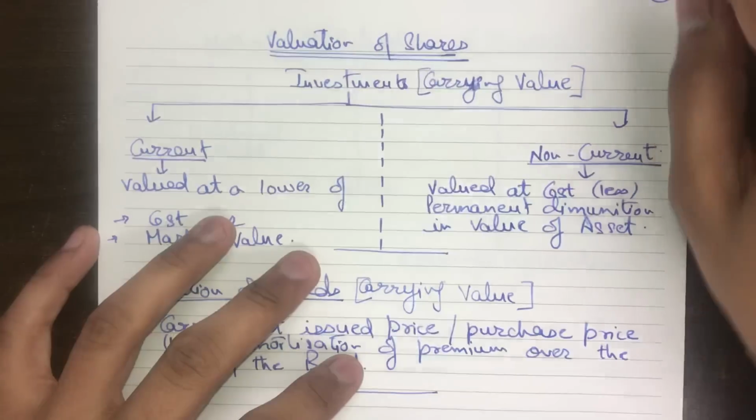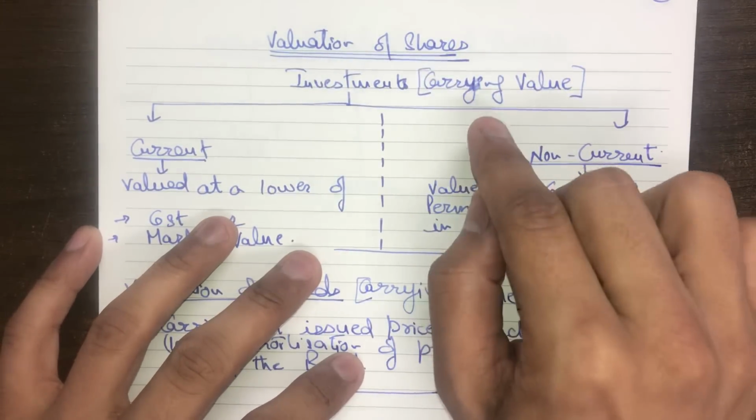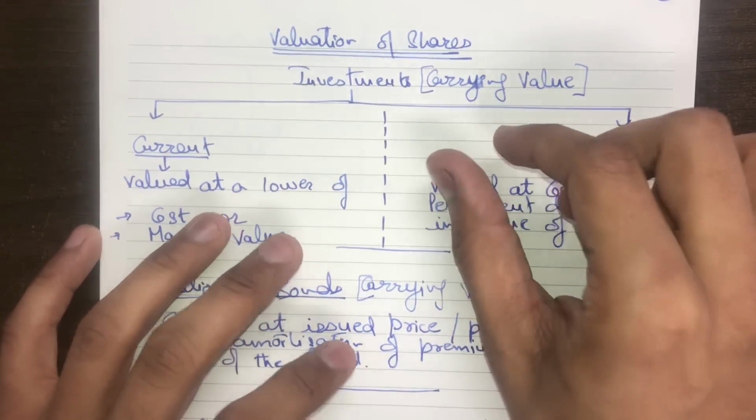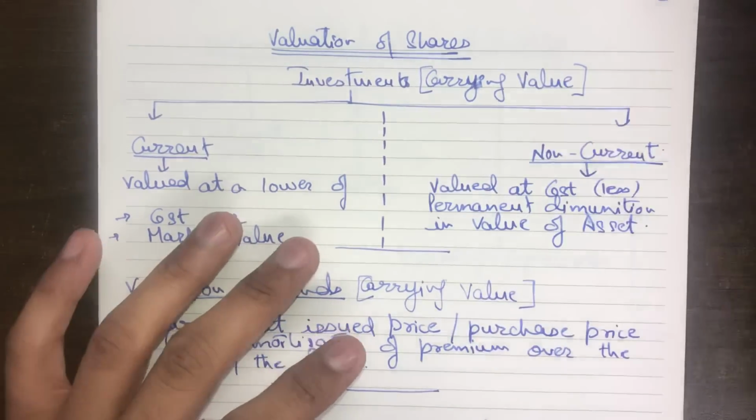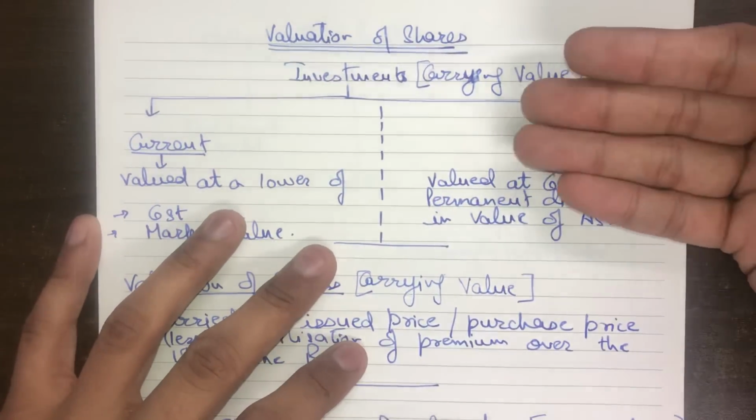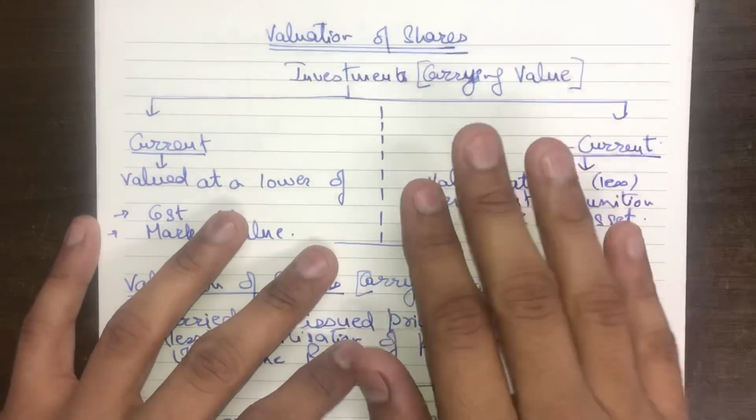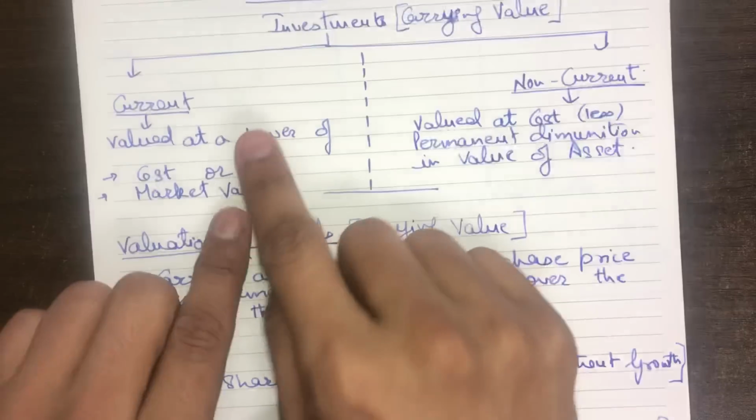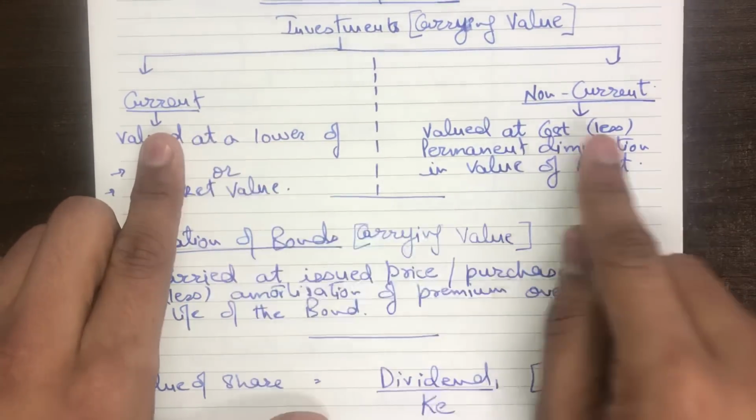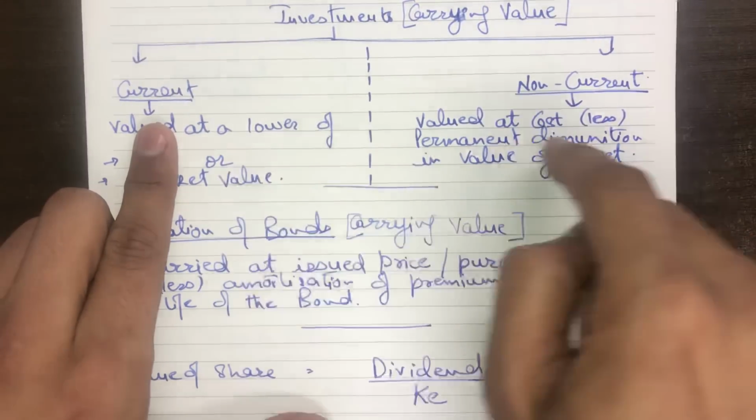So aspect number 1 is, how should we value the carrying amount of an investment in our balance sheet? Suppose you have already purchased an investment, be it shares, be it bonds. How should you carry that particular asset in your balance sheet? What should be the carrying amount of that particular asset? So I divide investments into two parts. One, current investments. Second, non-current investments. We are primarily dealing with securities in these two parts.